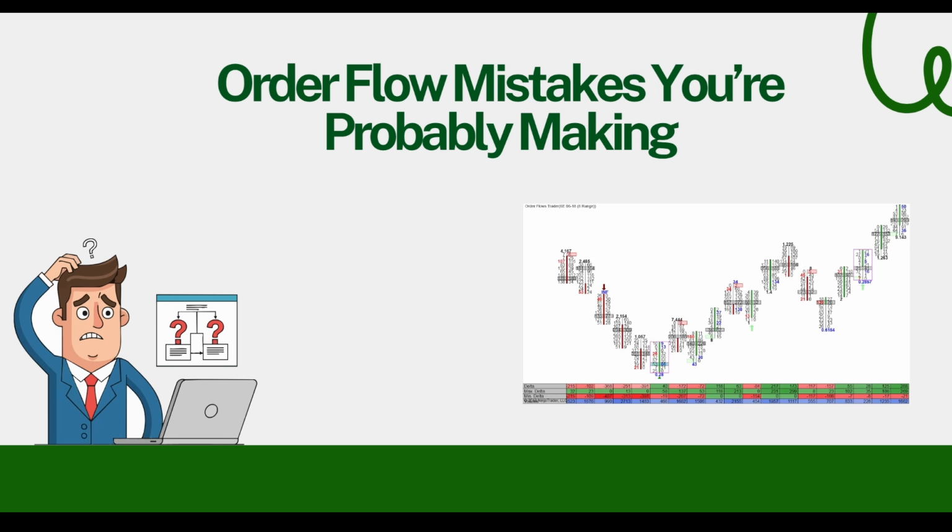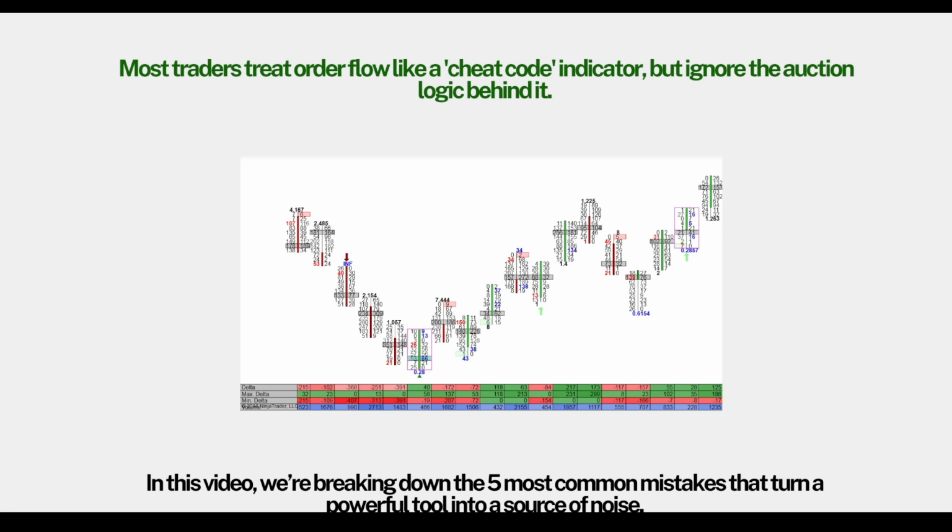So most traders treat order flow like a cheat code indicator, but ignore the auction logic behind it. In this video, we're breaking down, it was 5, but I reduced it to 4 only, the 4 most important common mistakes that turn a powerful tool into a source of noise.